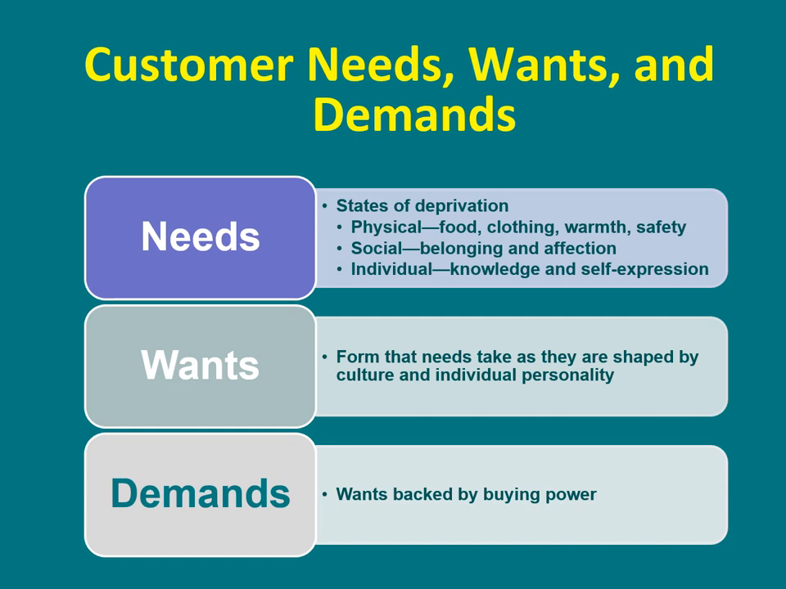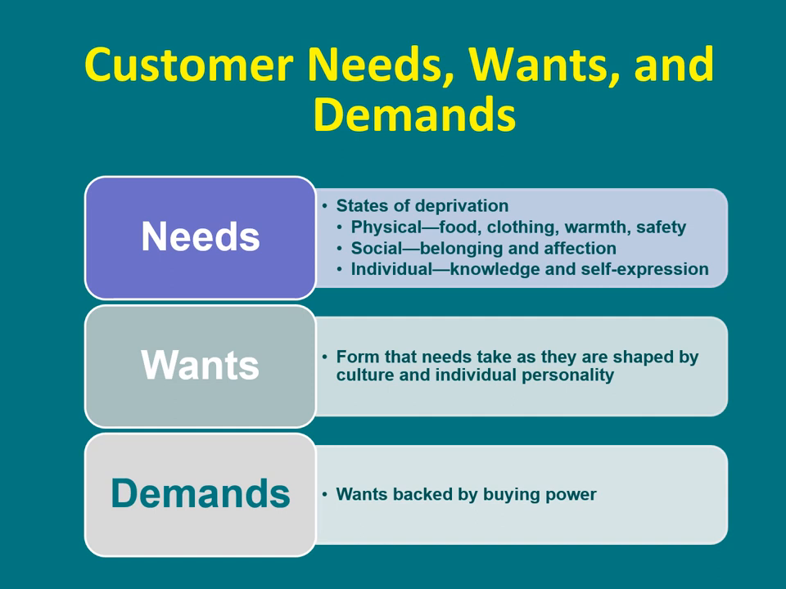Needs are something essential. I need to eat. I need safety. I need clothing. Whatever, it's a physiological need, a physical need. But a want is a need shaped by culture and individual personality. And finally, what's demand? Demand is a want backed, supported, by buying power or purchasing power.